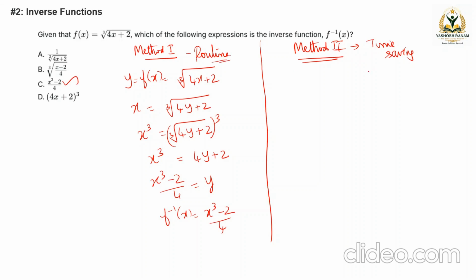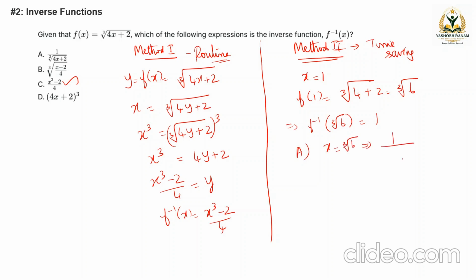A non-routine method, a very easy method, would be to just plug in values and check the options. So let's say that x is equal to 1. f of 1 is going to give me the cube root of 4 plus 2, which is the cube root of 6. This is what I get for f of 1. So f inverse of the cube root of 6 should be equal to 1. Option A: just substitute x is equal to the cube root of 6, which gives 1 over 4 times the cube root of 6 plus 2, obviously not equal to 1.